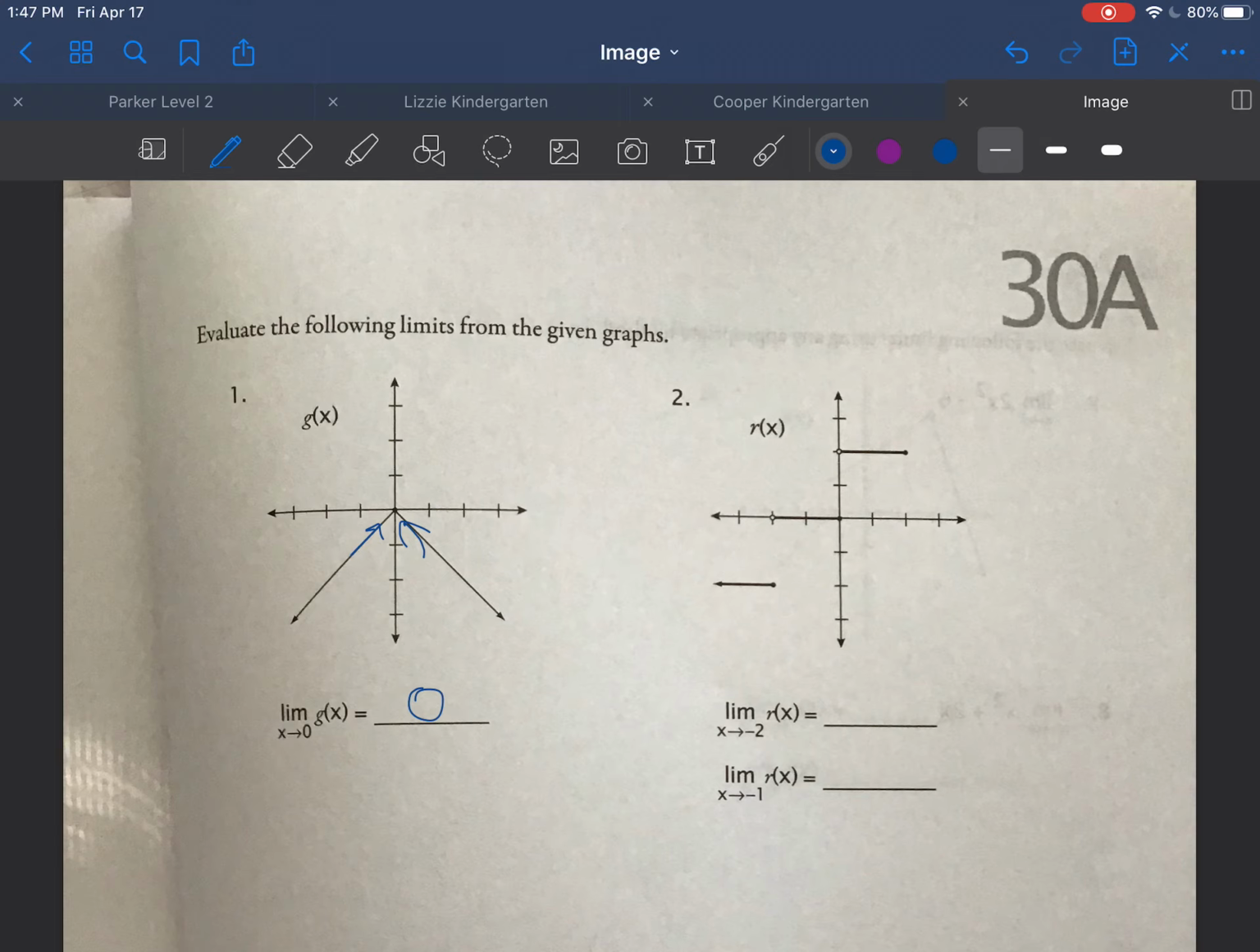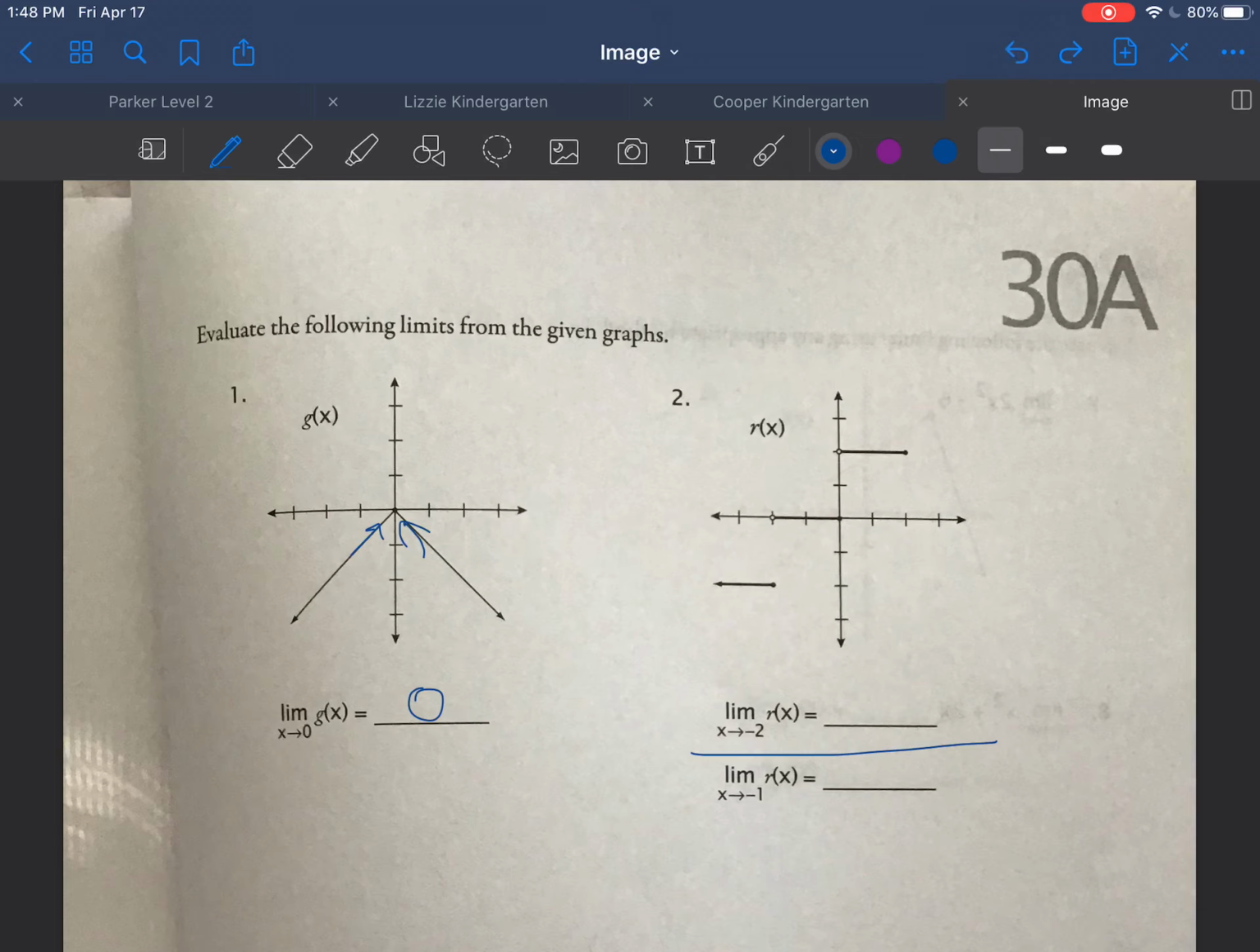If we look at question 2, we have two different problems here. We have the limit as x approaches negative 2, and we're going to take that one first. Our x value of negative 2 is right here. So this is where our x value is negative 2.